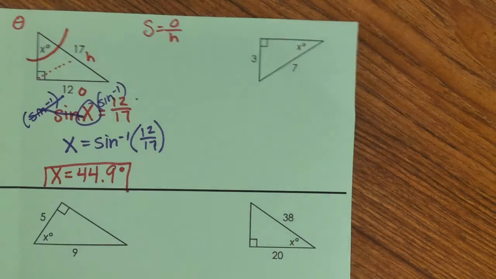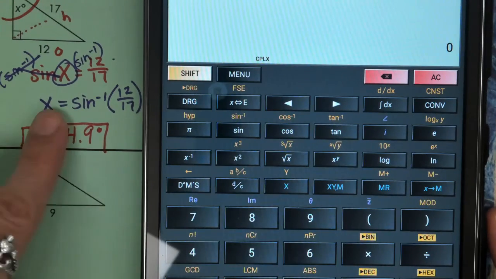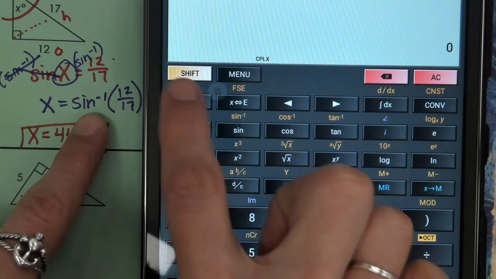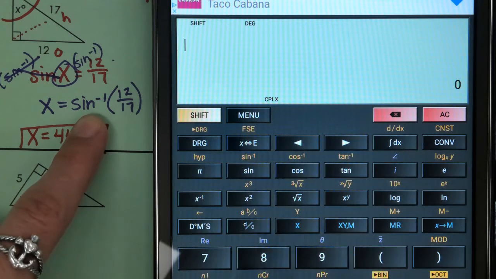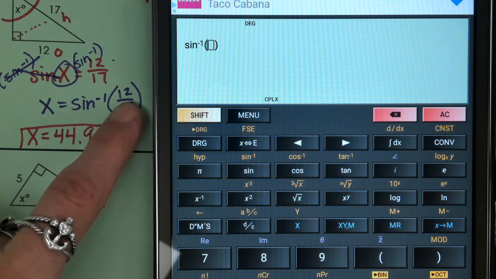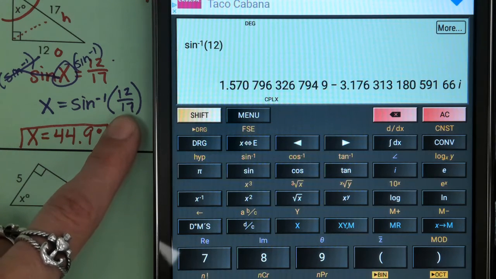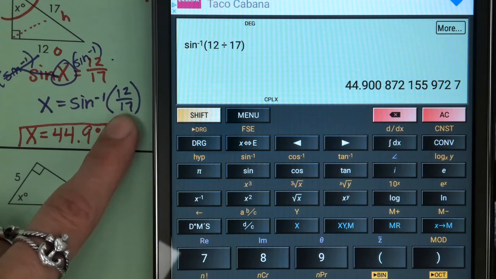But before, I want to make sure that you guys understand what's going to happen with this inverse sine: you're going to see it in red above your sine button. So you're going to have to push shift. It's like the control button. When you push shift, then you can push the sine button, and there it is. And on my last video, I tried to find the fraction function. I could not find one. So all you have to do is remember, all this means is 12 divided by 17. So you do 12 divided by 17, and it pops up right there for you.